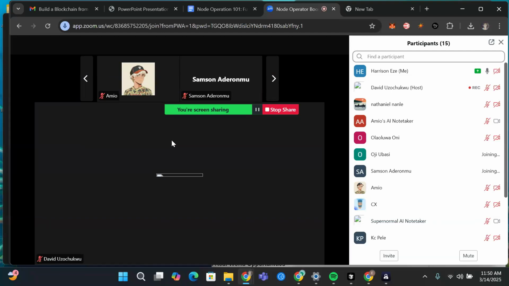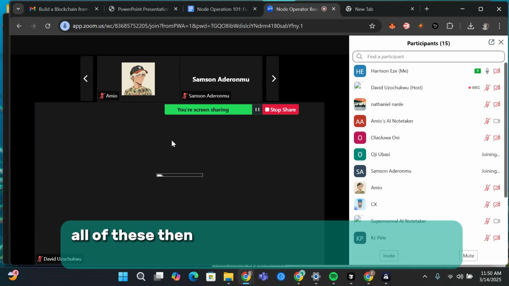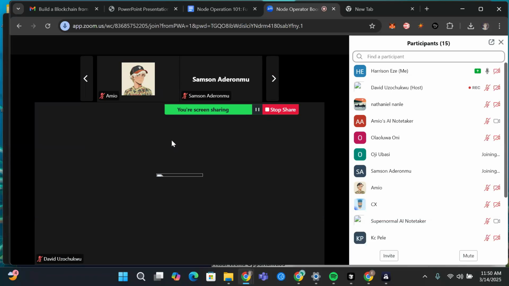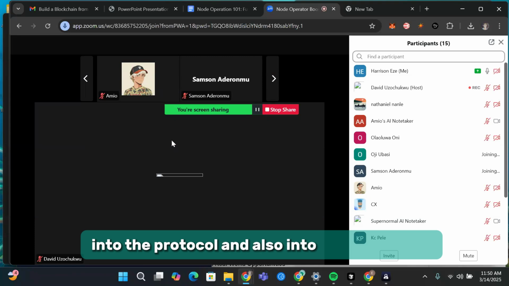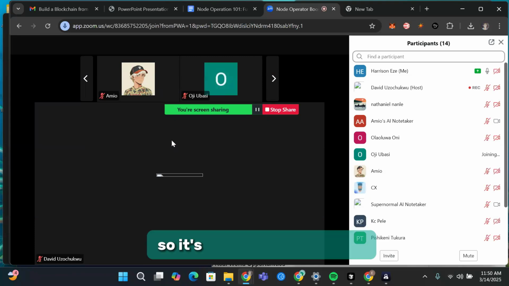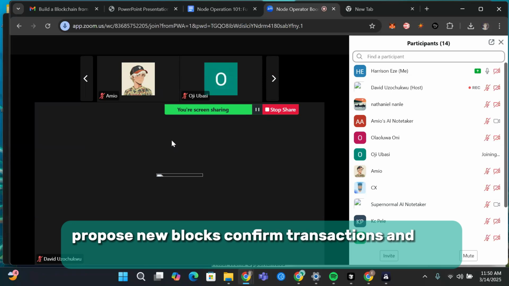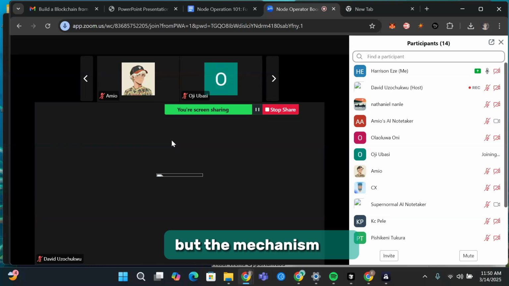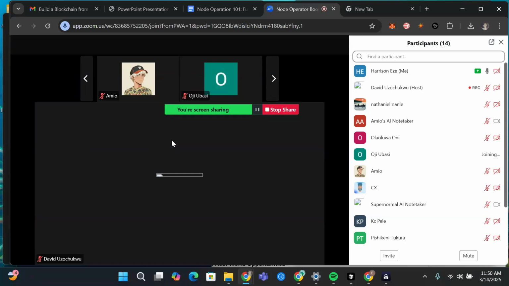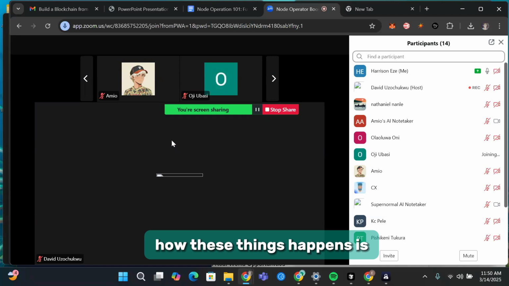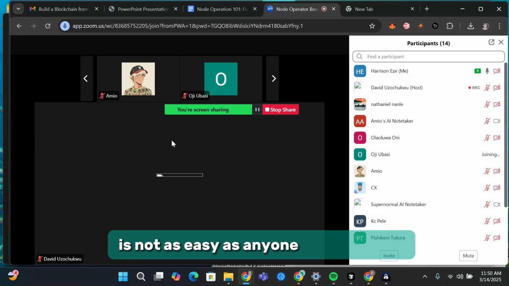So all of these are things that started coming up into the protocol and also into the ecosystem. It's easy to say that a validator has to validate transactions, propose new blocks, confirm transactions, and also earn rewards. But the mechanism, the how these things happen, is not as easy as anyone can just think, because these are distributed systems.